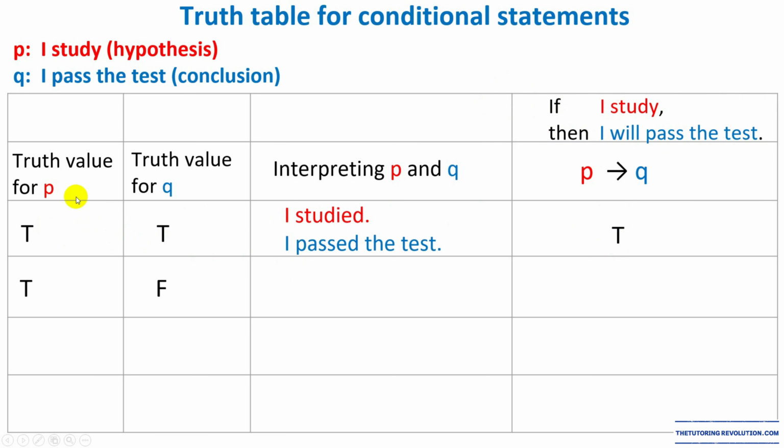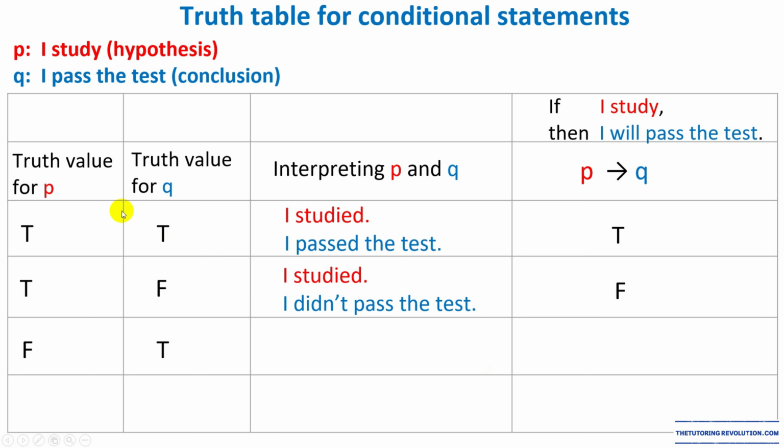What happens if the hypothesis, the P, is true, but the Q, the conclusion, is false? So basically, I studied and I didn't pass the test. Then this statement is false because this statement says, if I study, then I will pass the test. But I studied and I didn't pass the test. Therefore, this statement is false.